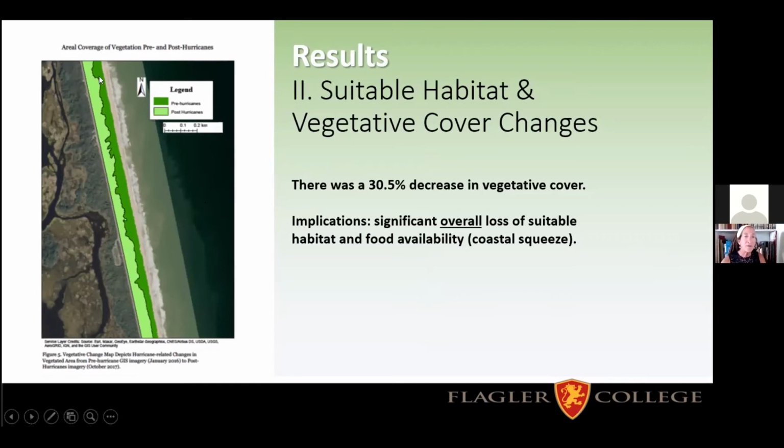If you look at the dark green, that is the extent of vegetative cover and suitable habitat for gopher tortoises above the high tide line before the hurricanes. It was reduced by nearly a third. 30% in the light green is all that was remaining of that suitable habitat and vegetative cover after hurricanes Irma and Matthew. So the implications are there was a significant overall loss of suitable habitat and food availability, indicating the threat of coastal squeeze for this population.